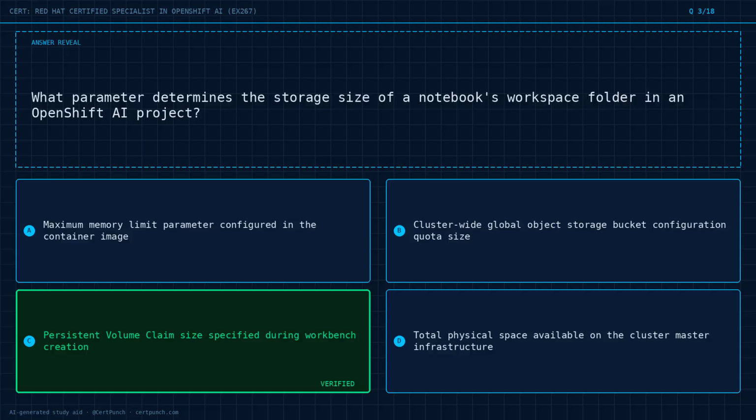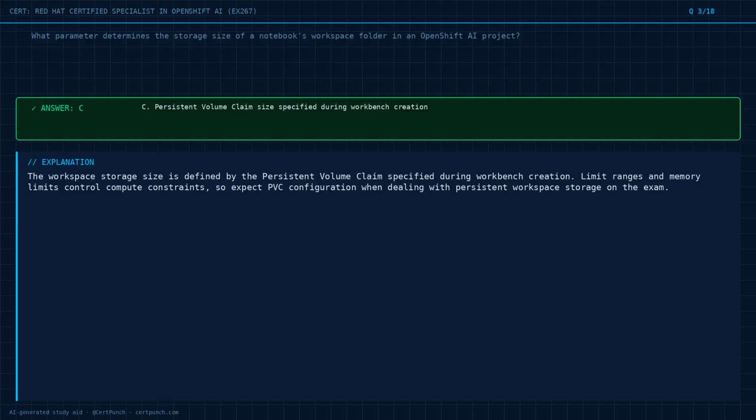The correct answer is option C, persistent volume claim size specified during workbench creation. The workspace storage size is defined by the persistent volume claim specified during workbench creation. Limit ranges and memory limits control compute constraints, so expect PVC configuration when dealing with persistent workspace storage on the exam.